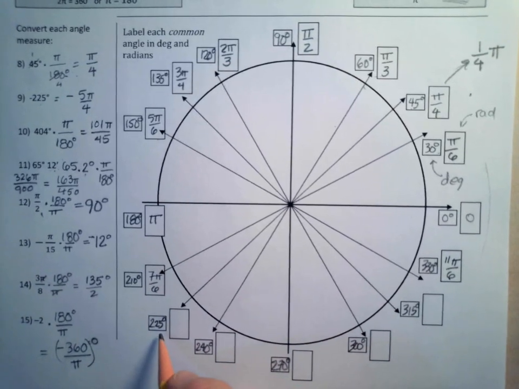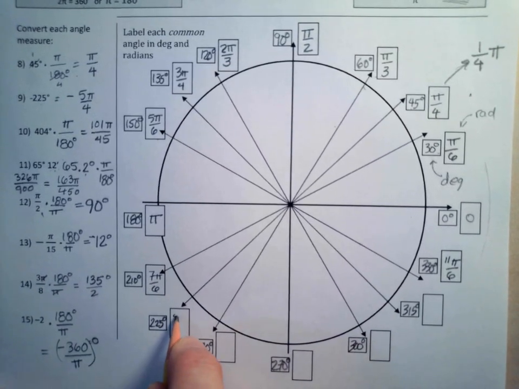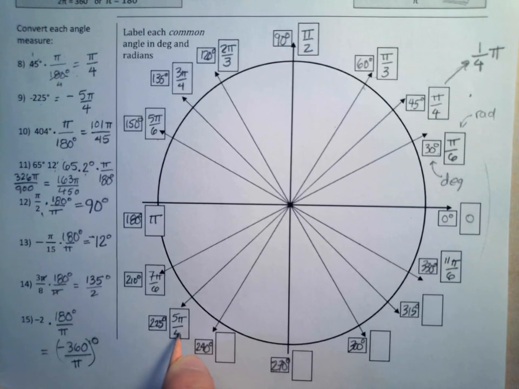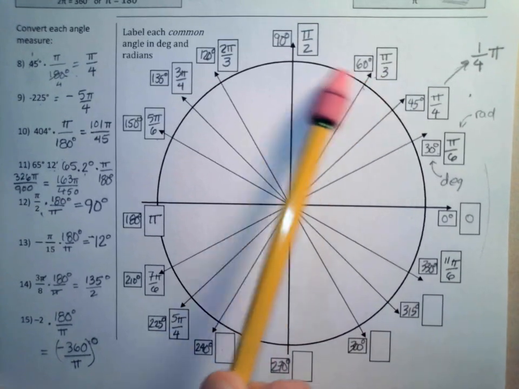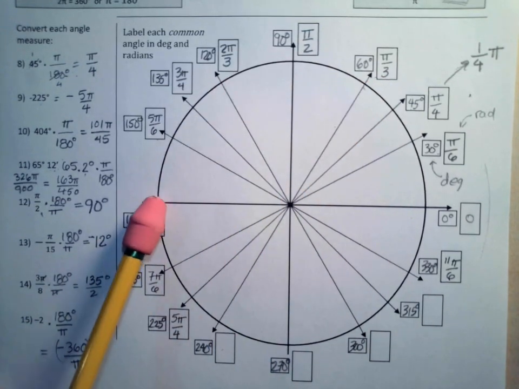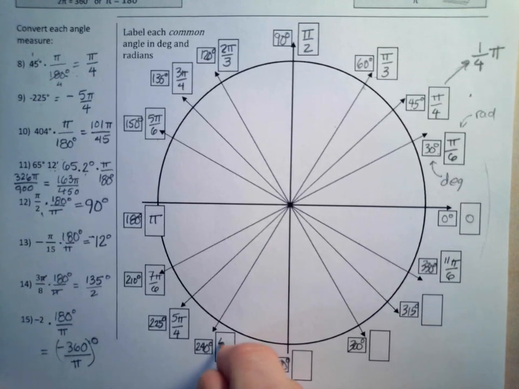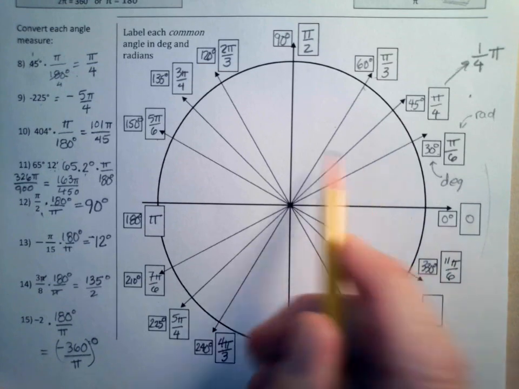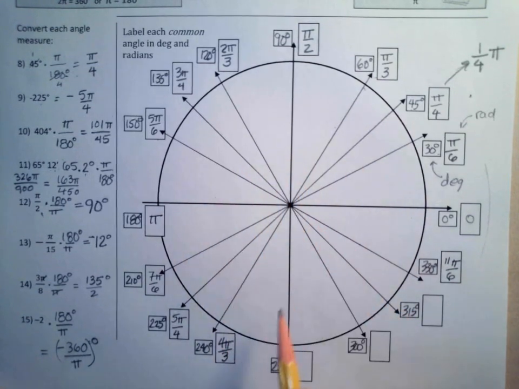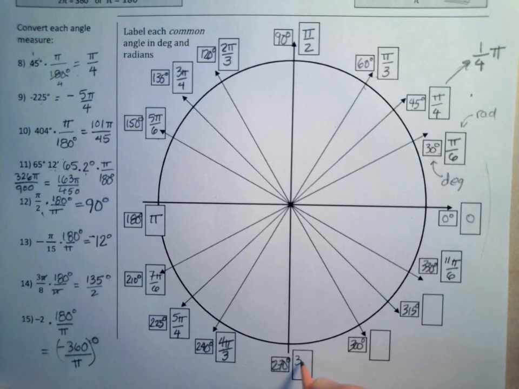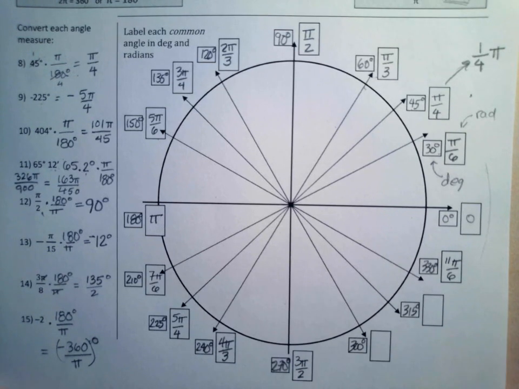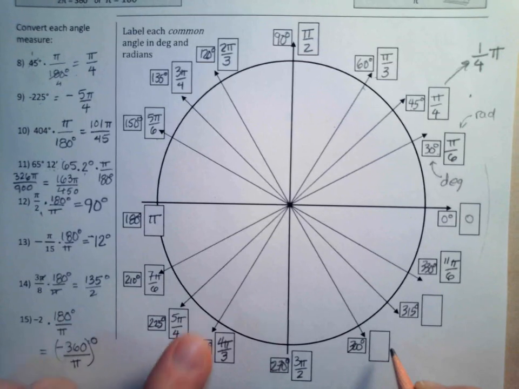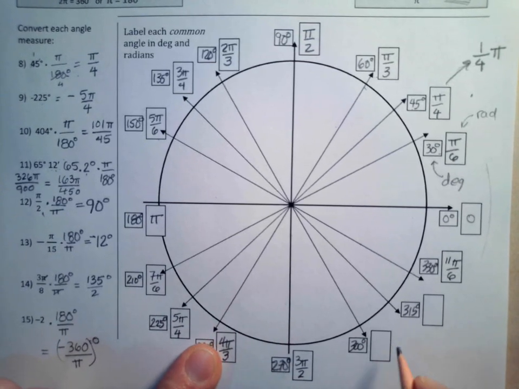So we have 225. We saw that was 5 pi over 4. We saw that up above. Here we have 1/3 of pi, 2/3 of pi, 3/3 of pi. This is 4/3, so 4 pi over 3. This is a half a pi and another half a pi, so this is 3 pi over 2. That was 4 pi over 3. This will be 5 pi over 3.